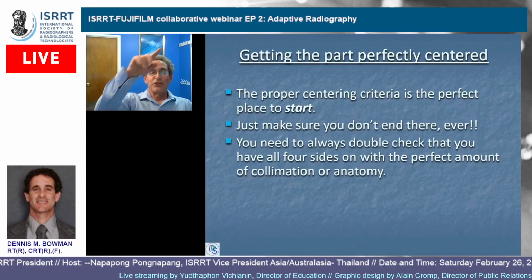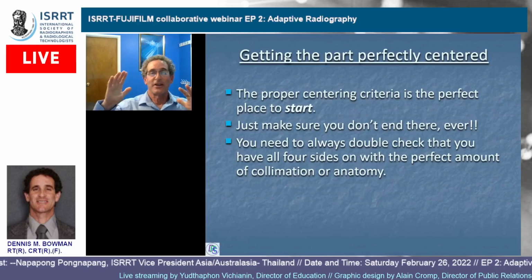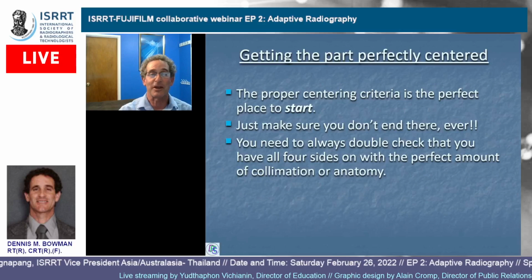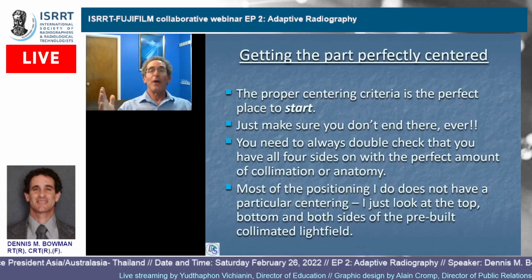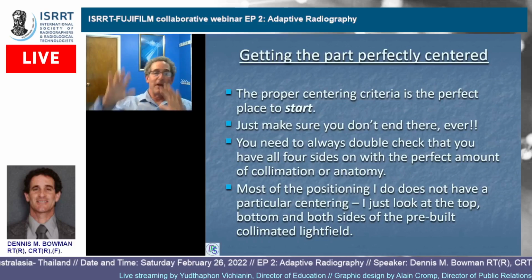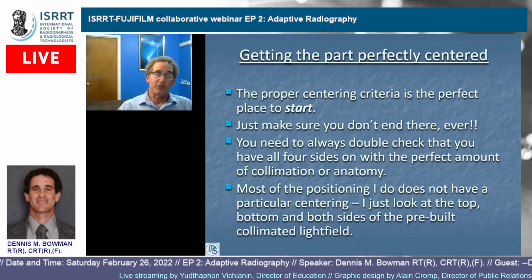You need to double check that all four sides of your collimated field are perfect. If all four sides are perfect, then yes, that was the place. If they're not all perfect, that's not the place. So the way I would do it is I would create a light field box and then start moving my patient around in that box. And then again, if all four sides are perfect, it's perfect.